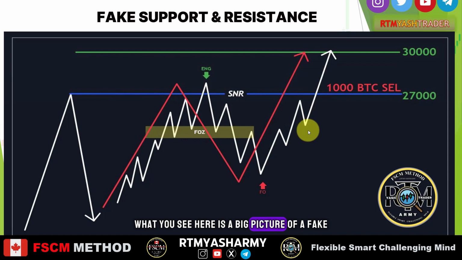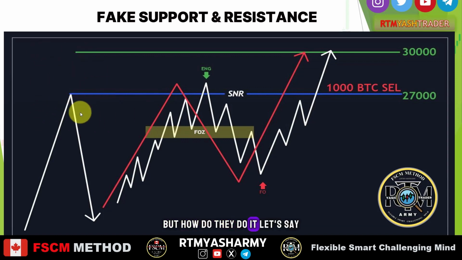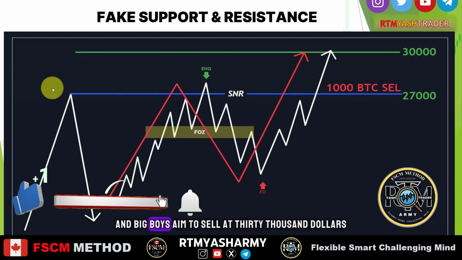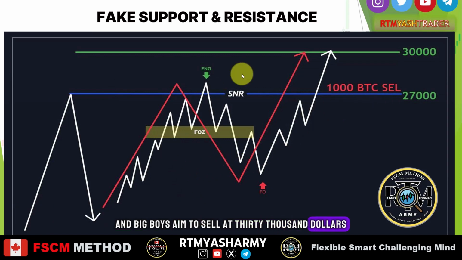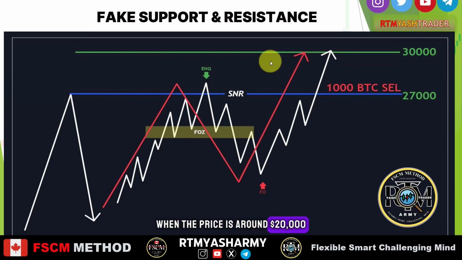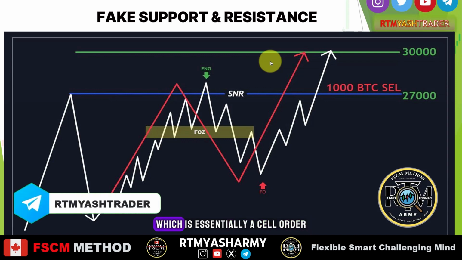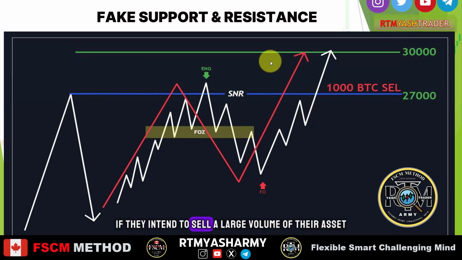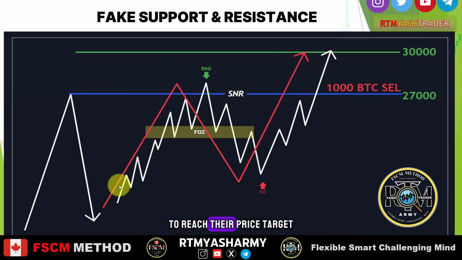Well, friends, what you see here is a big picture of a fake support and resistance level that big boys use as a trick to achieve their price targets. But how do they do it? Let's say Bitcoin's price is in the $20,000 range and big boys aim to sell at $30,000. When the price is around $20,000, suppose we have a resistance range, which is essentially a sell order. Big boys, or smart money, if they intend to sell a large volume of their asset, need buyers to facilitate this. How do they manipulate and create buyers to reach their price target?